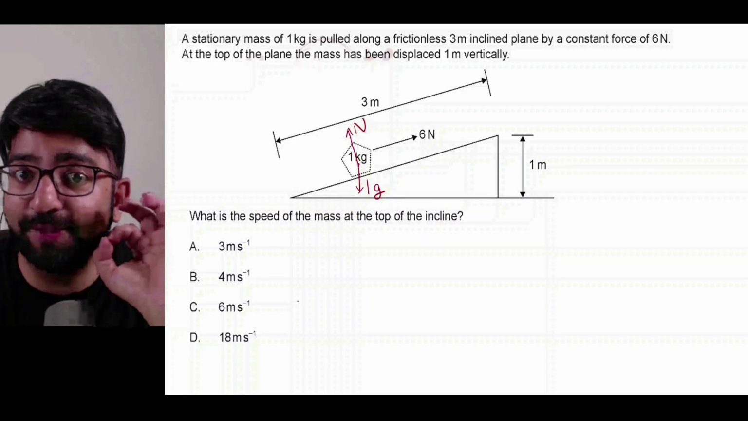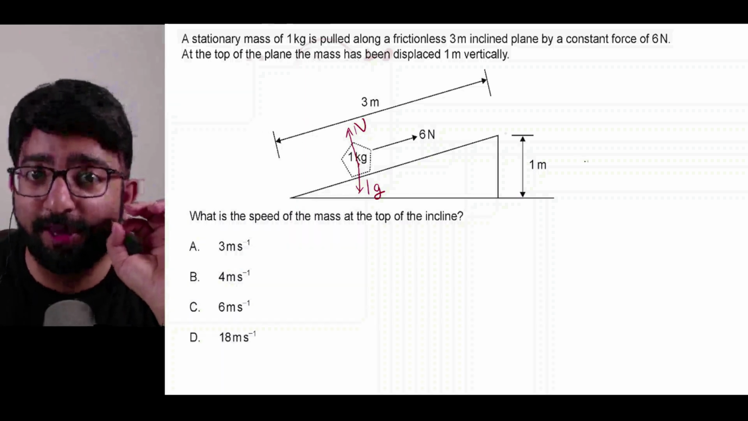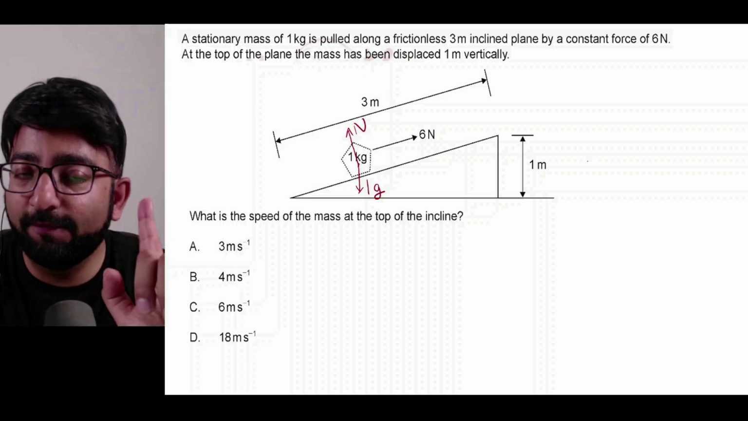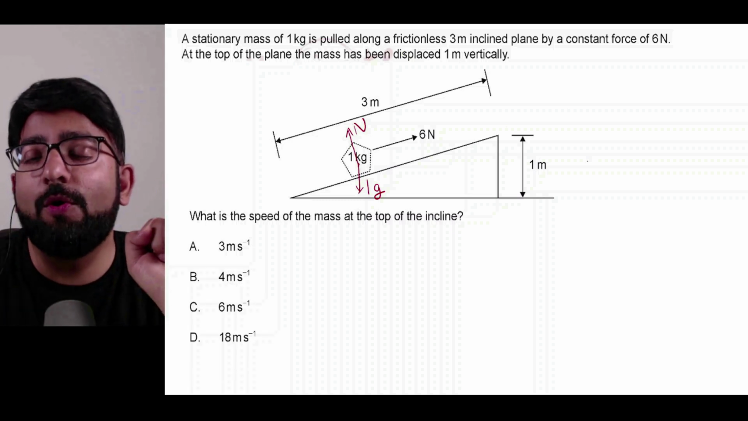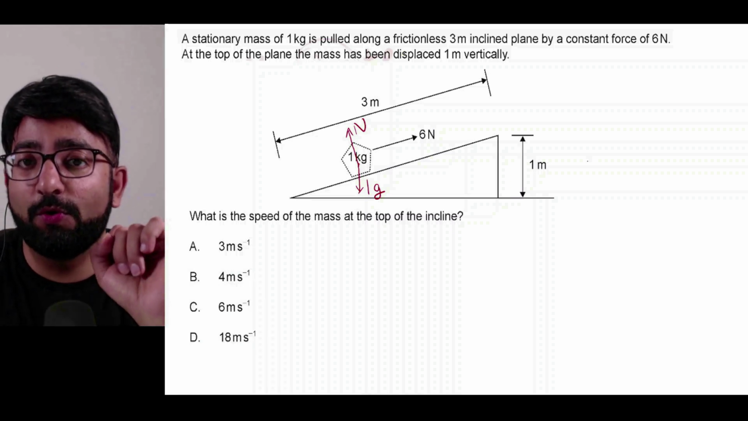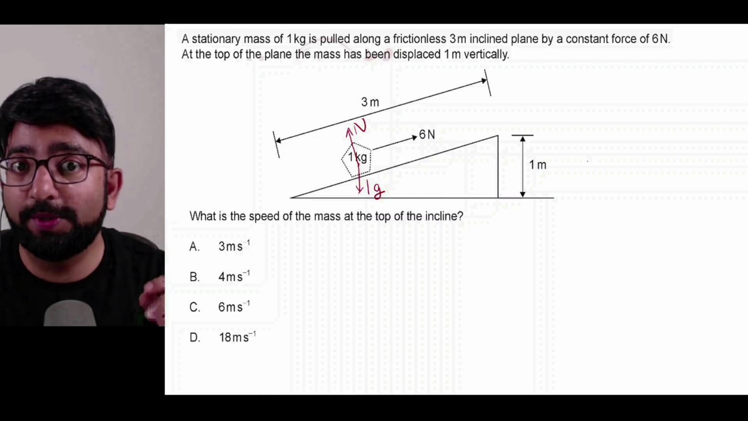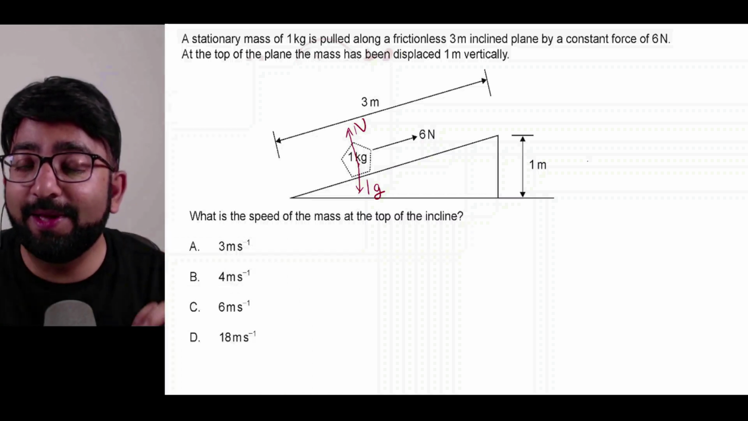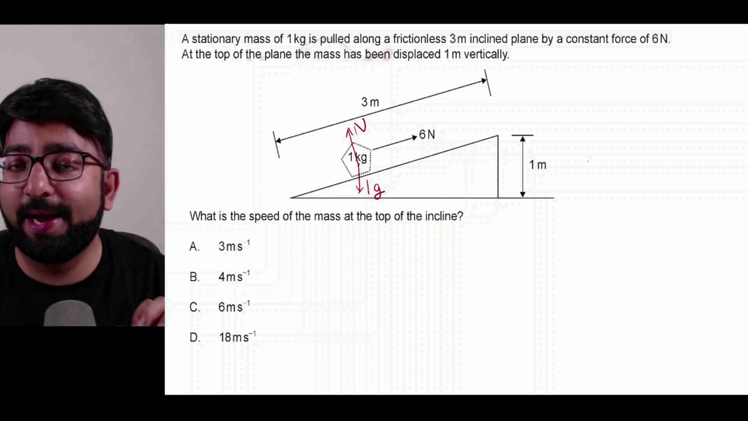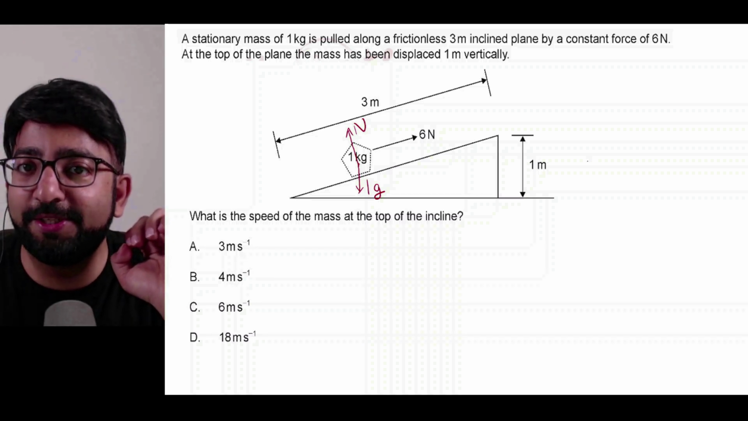And that's it. There is no friction acting on the object since the inclined plane surface is frictionless, as it is mentioned in the question. Now remember the rule: if only conservative forces are present, only then do we apply the mechanical energy conservation. In this case, the 6 newton force being applied on the object is a non-conservative force, so we cannot apply the mechanical energy conservation. Now the only thing left is, of course, the work energy principle.